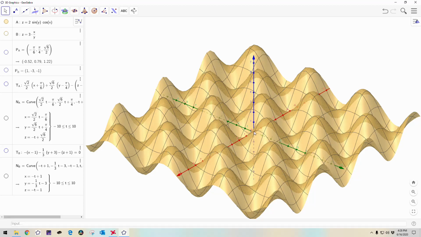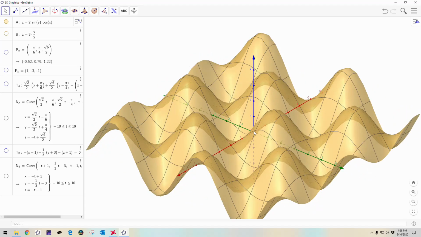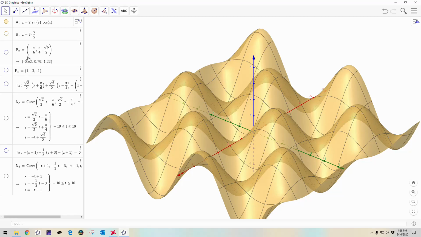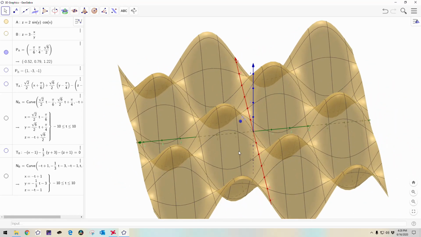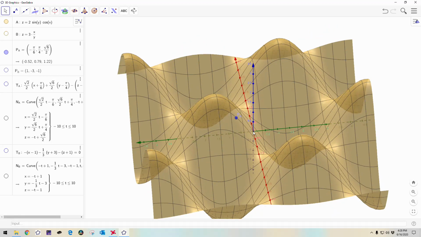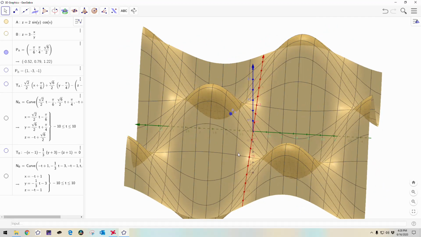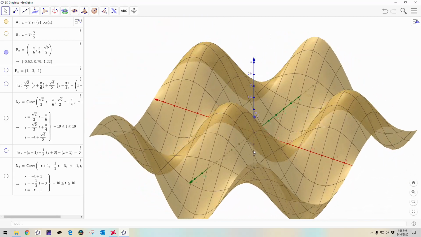Let's zoom in a bit, because the point that we are interested in is point A, negative pi over 6, pi over 4, square root of 6 over 2, which is located right here, close to the origin on the egg crate shapes.